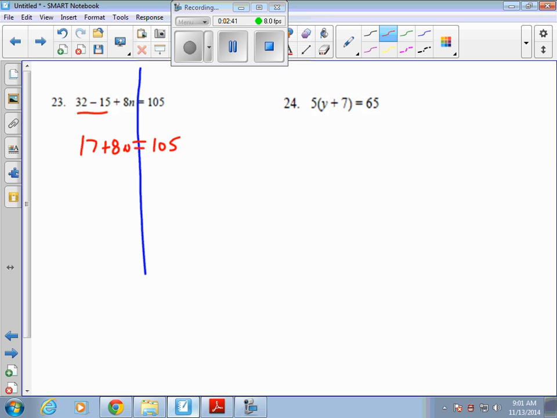Okay, we're trying to get n by itself, so undo this positive 17 by subtracting it. If you subtract it there, do it here. Okay, borrow from here, you get 9. 15 minus 7 is going to be 8. 9 minus 1 is going to be 8. So we got 88 on the right. This cancels out. 8n is equal to 88. In order to get n by itself, it says 8 times n, divide by 8. If you do it there, do it here. 88 divided by 8 is 11.